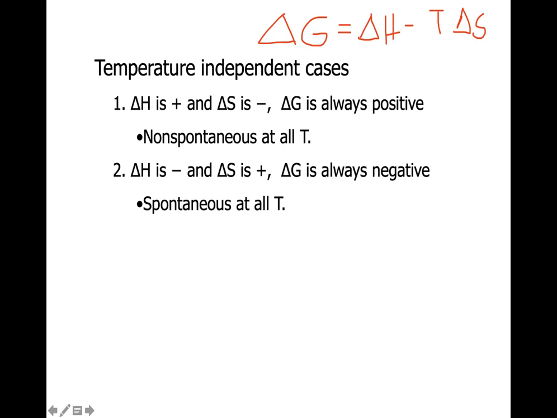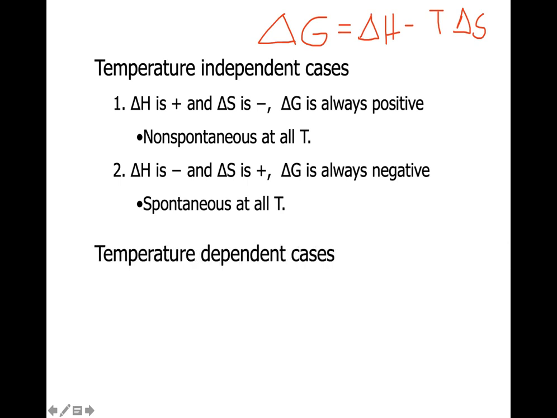We also have things that are always spontaneous. If our enthalpy change is negative and our entropy change is positive, we'll always have negative minus a negative at all temperatures. It'll always be negative, and those reactions will always be spontaneous. Note that delta H is generally a larger contribution to delta G, usually in kilojoules per mole, and delta S is usually a smaller contribution in joules per Kelvin, but it depends on the temperature, this term.